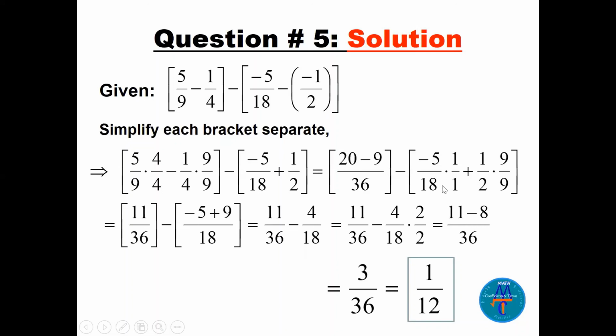18 there. See, the first one, 36, yes. This is 18 over 1 because 18. Multiply by 9 up and down here. So you get 11 over 36 minus 5 plus 9, 4 over 18. You have to multiply up and down by 2 here. See, to make 36. LCD is 36 again. So 11 minus 8 over 36, which is 3 over 36, divide by 3, 1 over 12 is the correct answer.